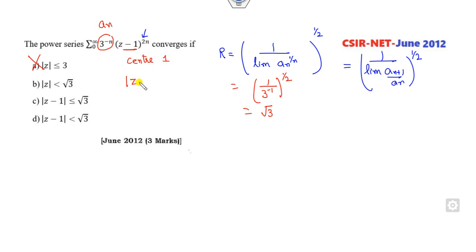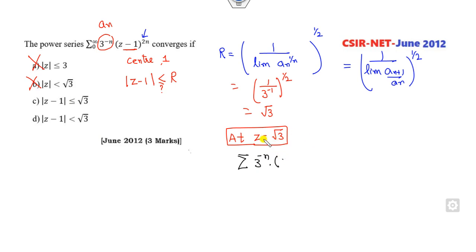So it means the convergence will be center less than or equal to this radius. So this option is also cancelled. Now you can check the point at z is equal to root 3. If I substitute this value here, the series will be 3 raised to power minus n.